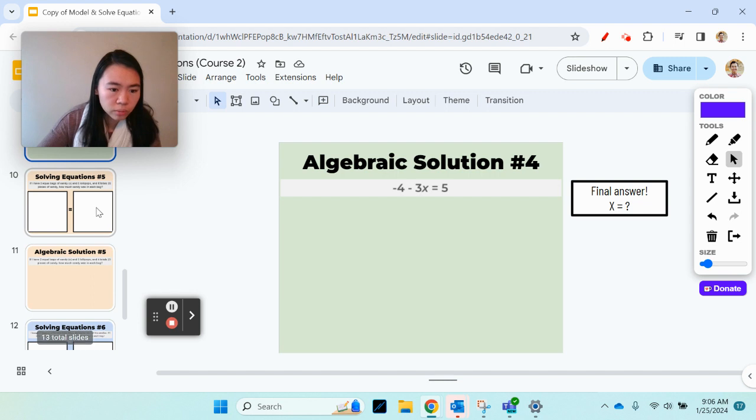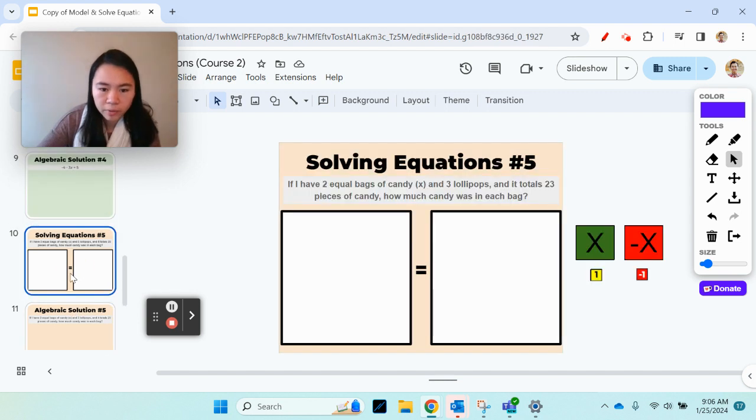Oh, 2 more. Oh, these are a little different. Okay, number 5. If I have 2 bags of candy, okay, that's X, and 3 lollipops, and it totals 23 pieces of candy, how much candy was in each bag? So we're modeling this. Let's try to figure out an equation. If I have 2 bags of candy, which is X, so I've got 2 X's.